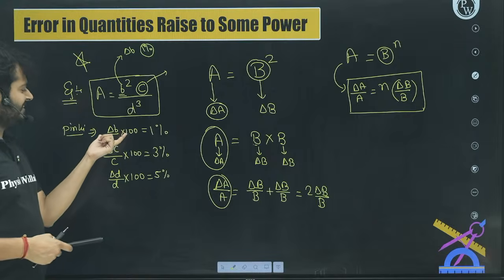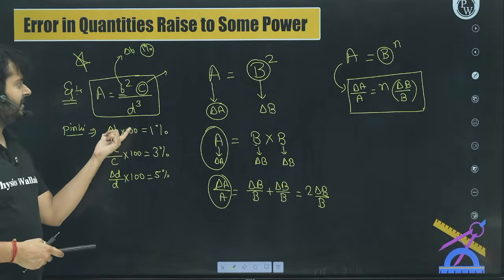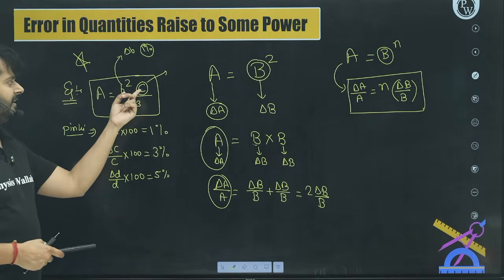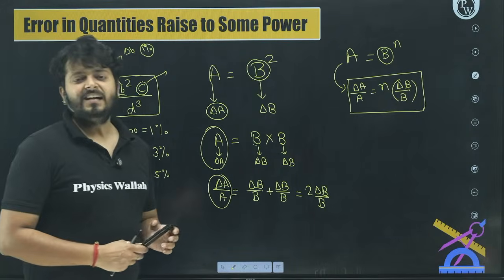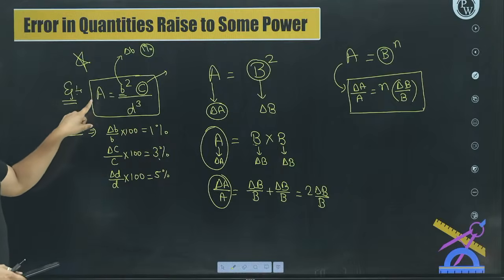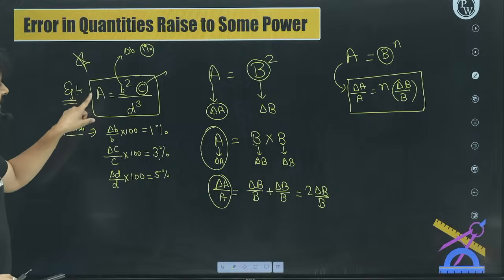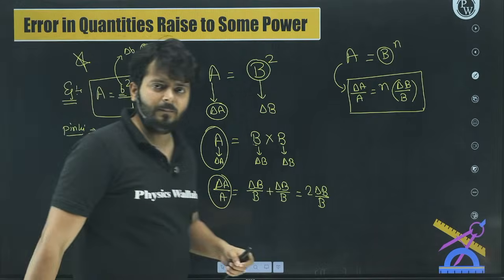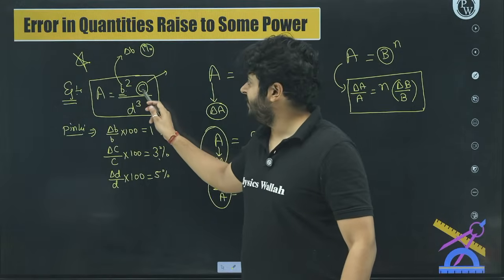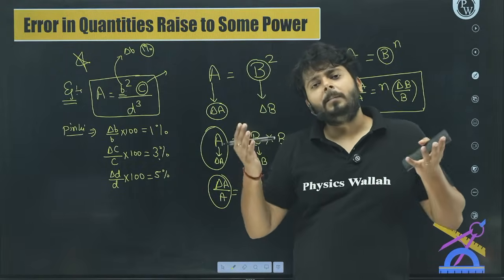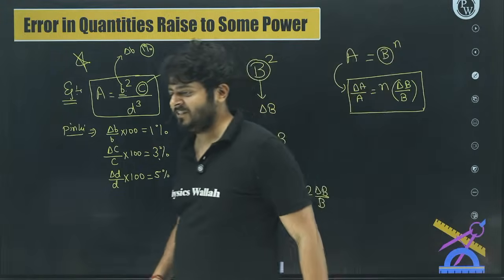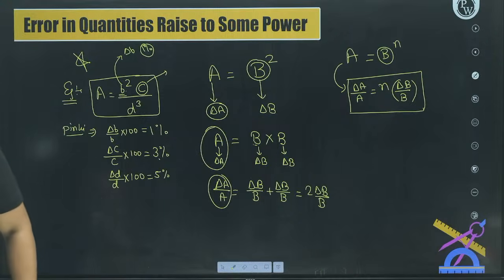So you say that the first kid is measuring, and the percentage error in the measurement of B is 1%, in the measurement of C is 3%, and in the measurement of D is 5%. So all these errors will reflect in the answer. What will be the total percentage error in the measurement of A? Clear? If all the measurements have an error, the result will also have an error. So what will be the percentage error in the result? This is the question.